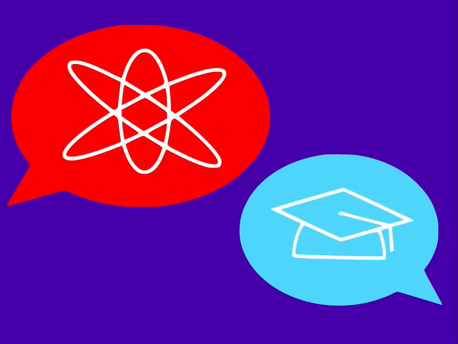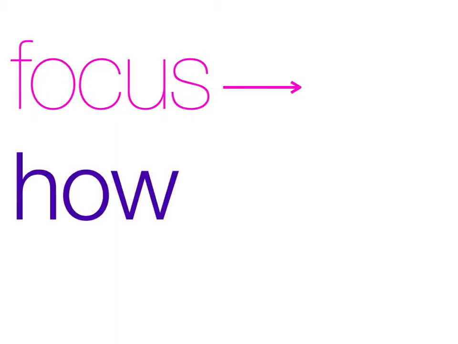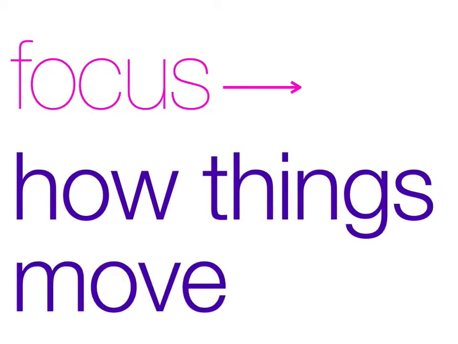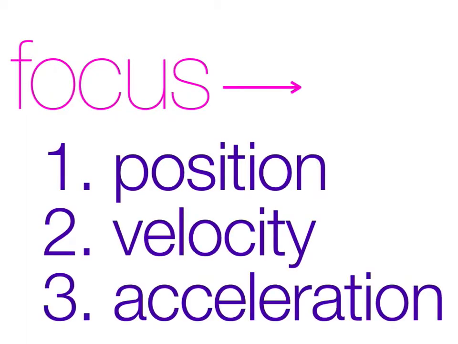Most of the material studied in a first year physics course can be summarized into one theme, and that theme is how things move. In this video, we're going to look at three very important topics. These three pieces begin to describe how things move, and they are position, velocity, and acceleration. By the end of this video, in about 7 minutes, you'll be able to define position, velocity, and acceleration, and how they relate to one another.